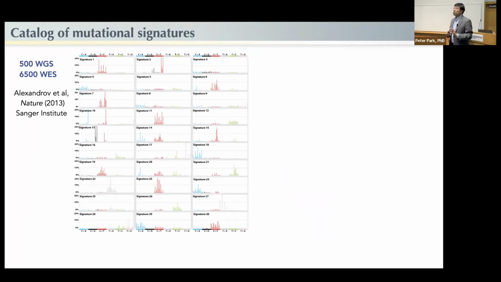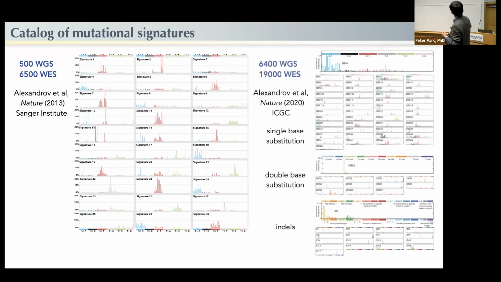And so the game that we've been playing is take all the samples that we can find. In this 2013 paper from Sanger, they collected 500 whole genomes and 6,500 exomes, and decomposed the matrix into components that make up this set of samples. In that case, what they found were these different components. Mathematically, it's an interesting question how many components there are, but this is what they found.